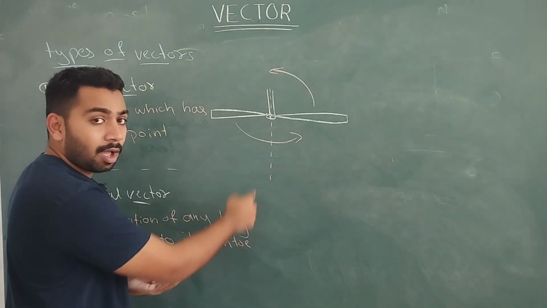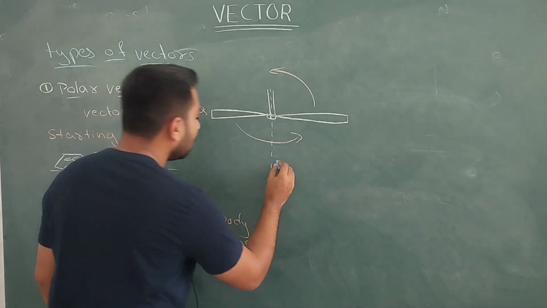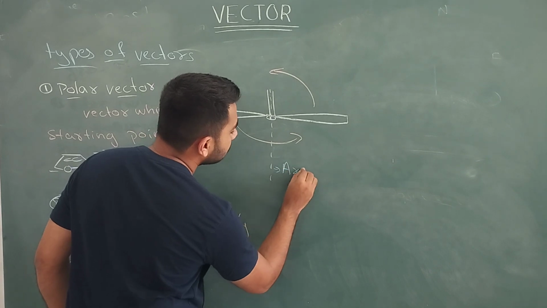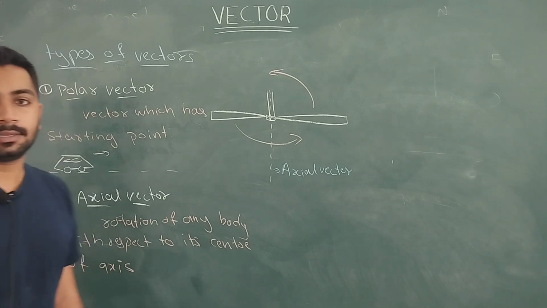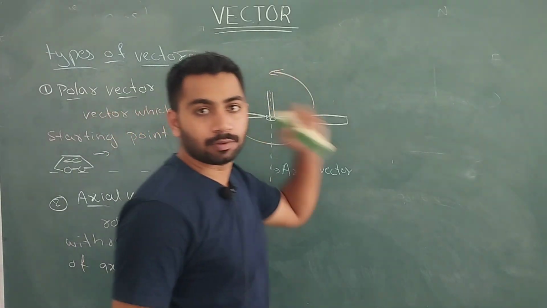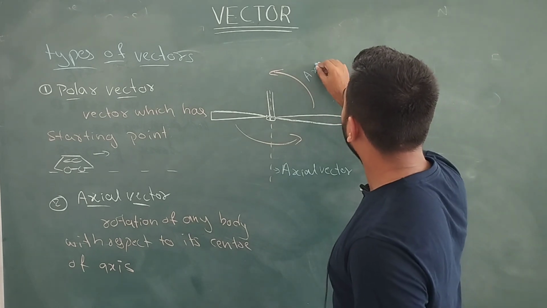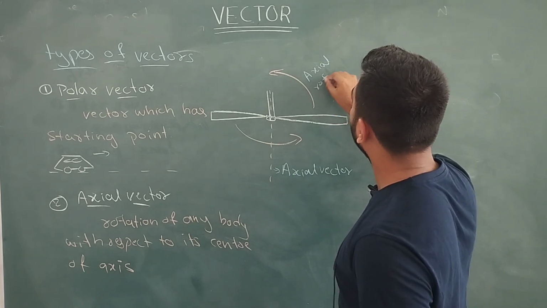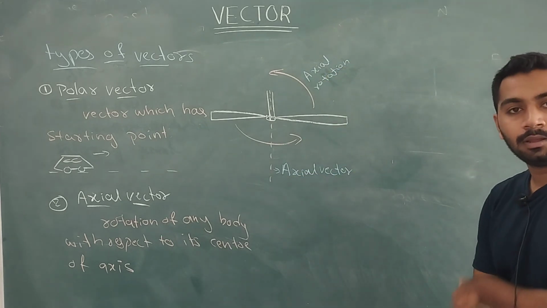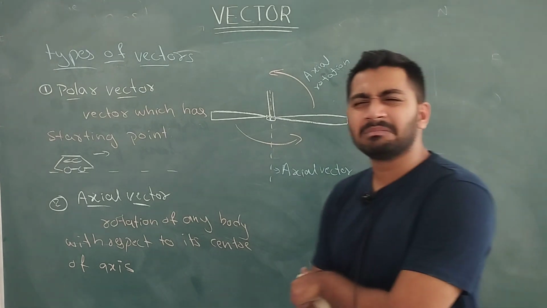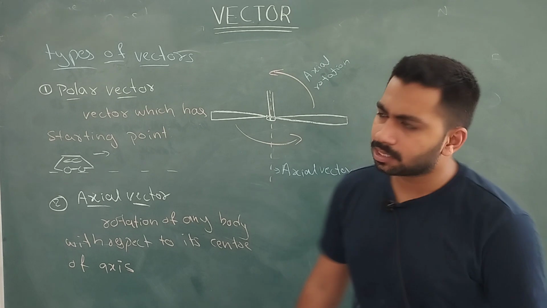With respect to this axis, it is rotating. This we call an axial vector, and this is axial rotation. Now in this, angular momentum and angular velocity will come. We will discuss them in further classes, when we need them.